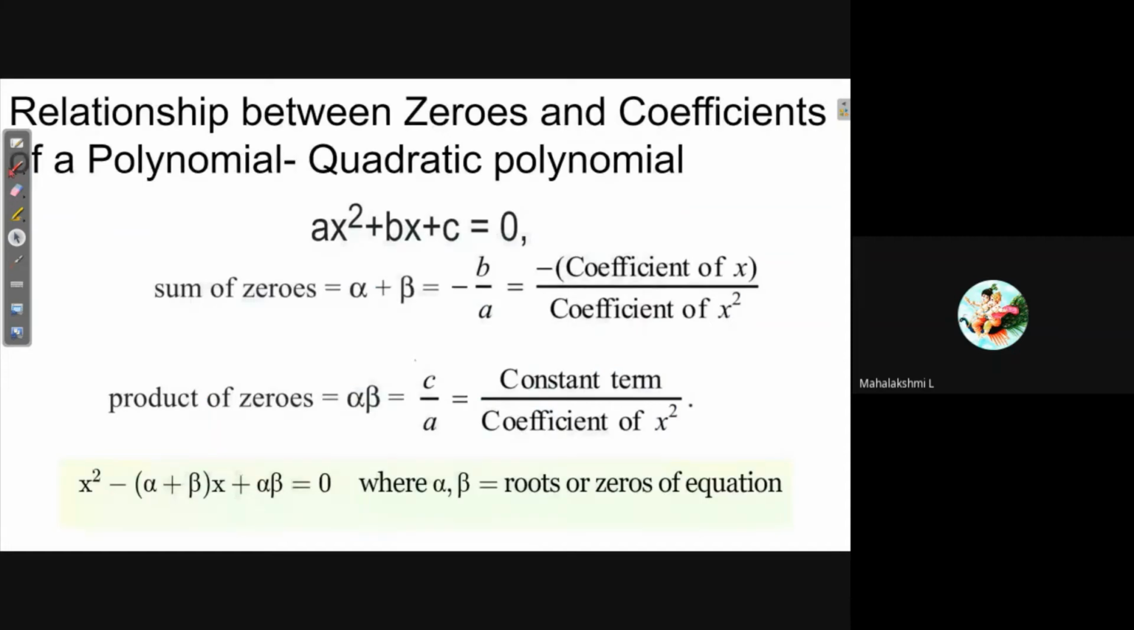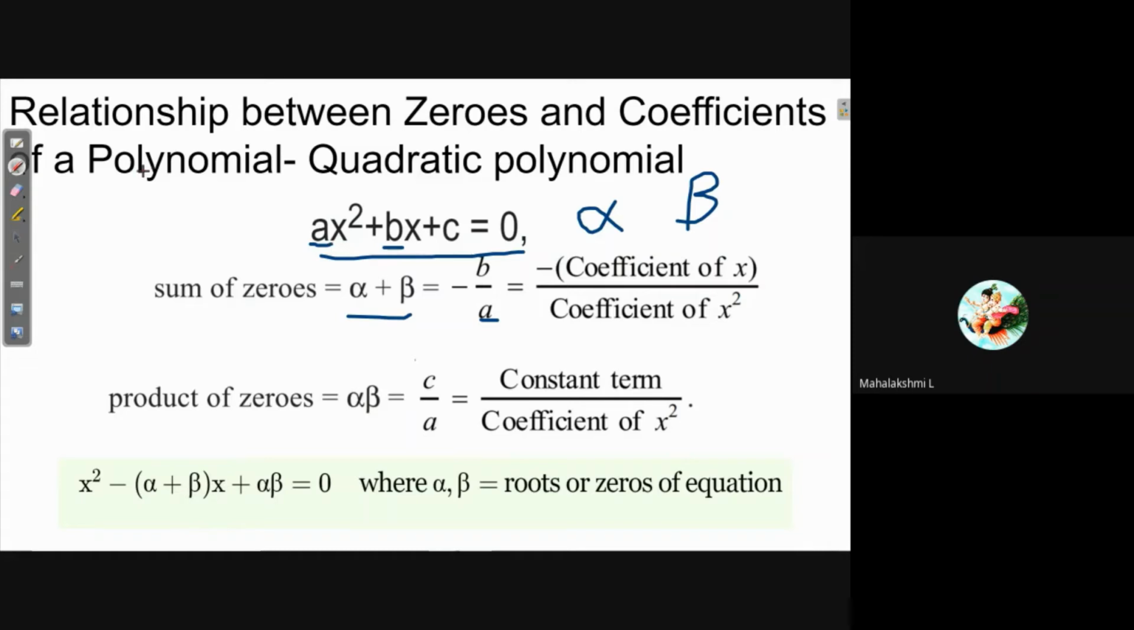Okay, so coming back to this part again. If we consider alpha and beta to be the two zeros of the polynomial ax squared plus bx plus c equals 0, then the rule is that the sum of zeros, alpha plus beta, is equal to minus b by a. b is the coefficient of x and a is the coefficient of x squared. Please remember, don't forget: alpha plus beta is the sum of the zeros of the given quadratic polynomial. This applies only to a quadratic polynomial.